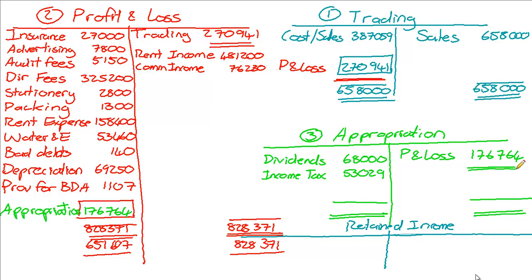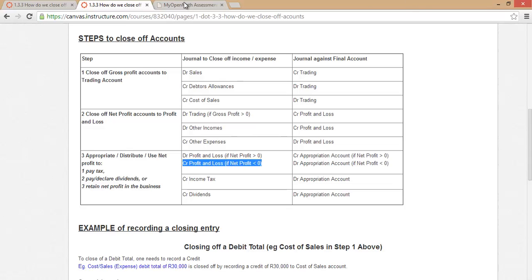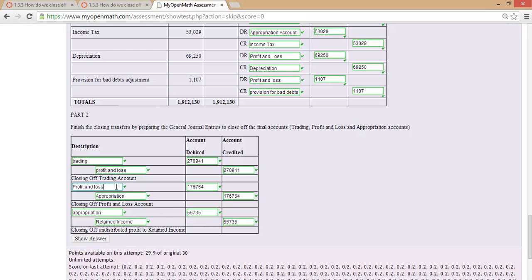Now this net profit is what we're going to distribute between dividends, income tax, and retained income. But let's quickly first record this second final account closing journal entry. We're debiting profit and loss, and we're crediting the appropriation account. So here we go. We debit profit and loss with the 176,764, and we credit our appropriation account.